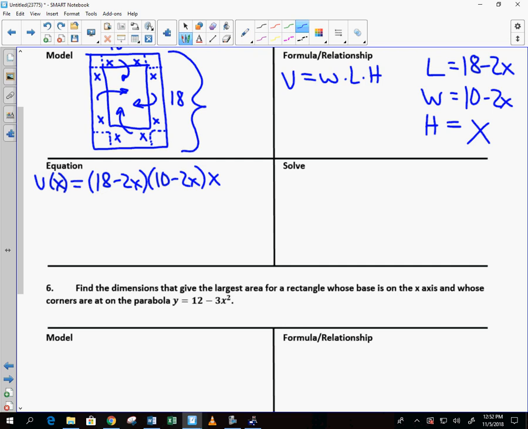Let's multiply that out. Negative 2x times negative 2x times x is the 4x cubed. Now I have to do my inside and my outside. So negative 2x times 10 and negative 2x times 18. So we have negative 20 and a negative 36. Negative 56 multiplied by this x, and we get x squared. And then 18 times 10 is 180 times the x is 180x.